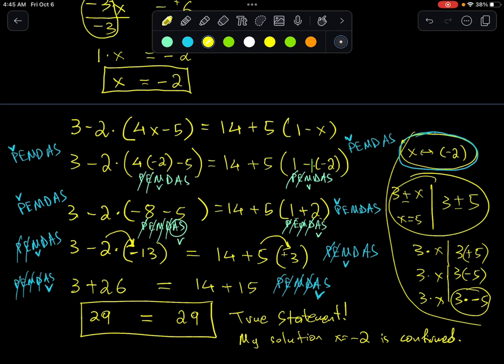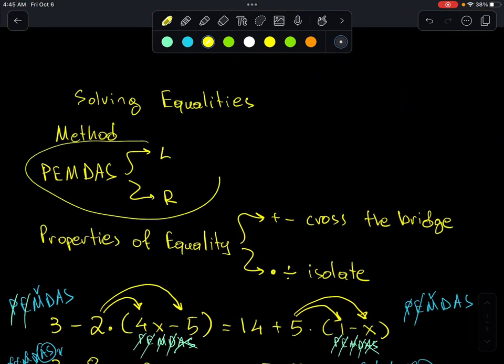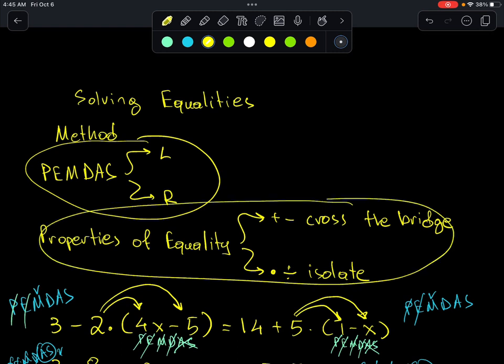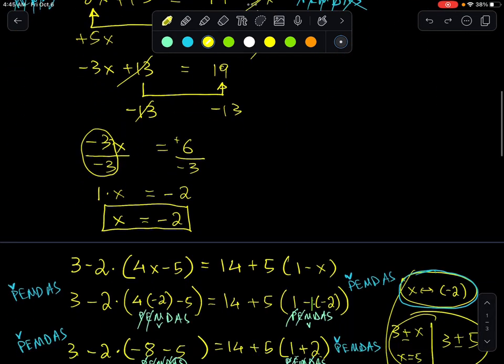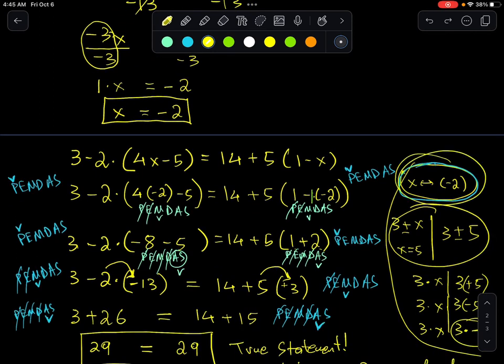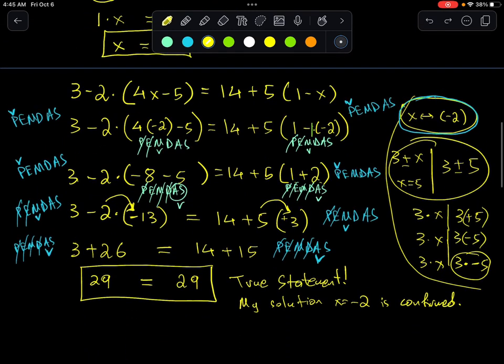And that's it. So bottom line, I used the same method, but only the first part of it. I didn't have to cross the bridge or isolate because there was no unknown, there was no x. I just did PEMDAS to the left, PEMDAS to the right, and I plugged in using a parenthesis, especially if it's a negative number, and I arrived to a true statement. 29 is equal to 29. That's a true statement, and that confirmed my solution.